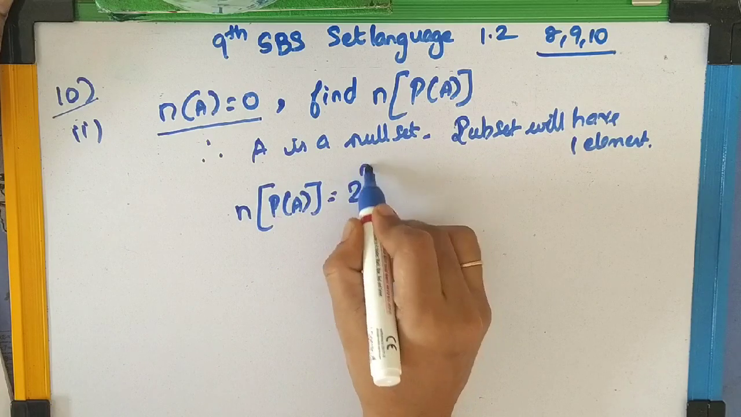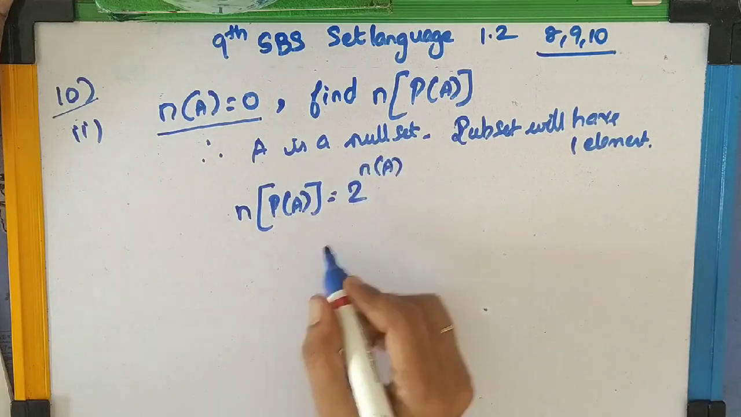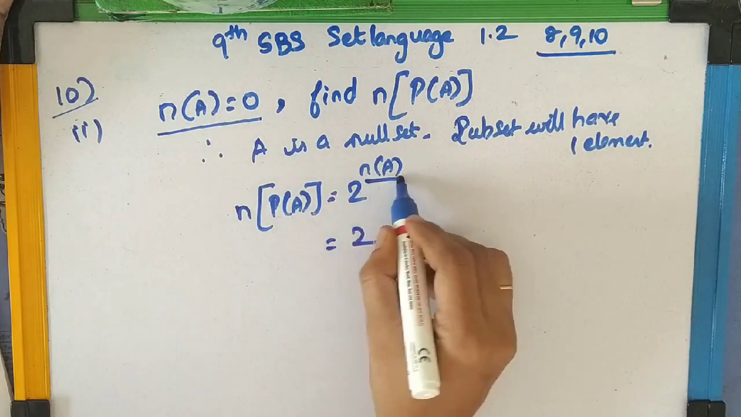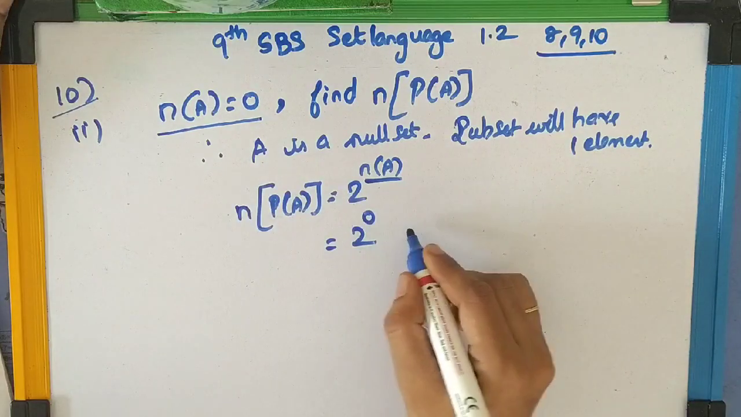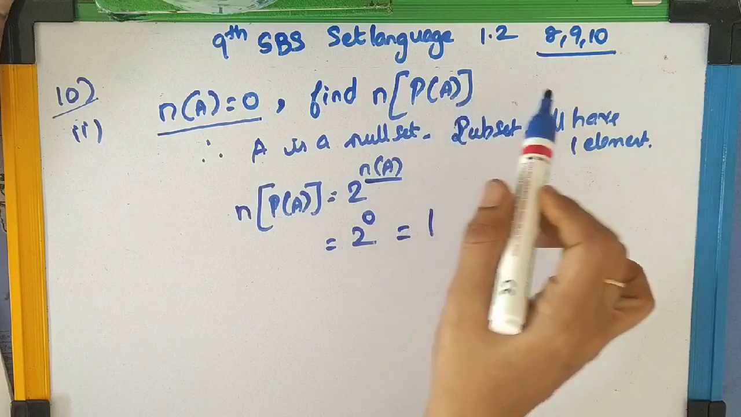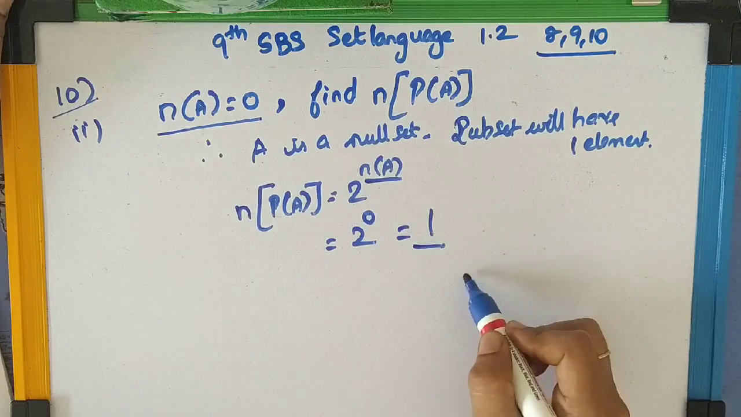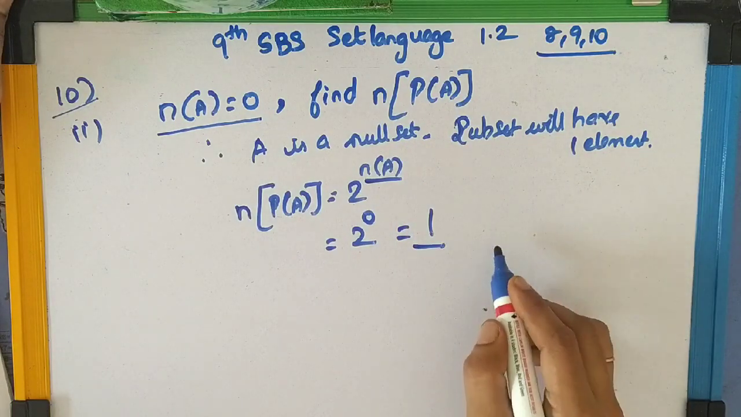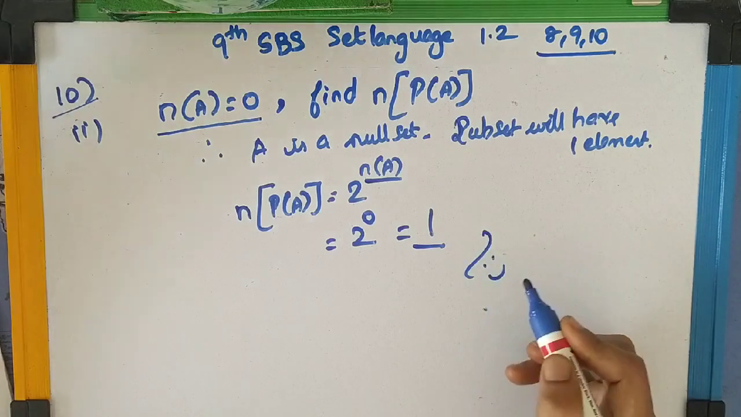Now, the number of subsets is equal to 2 power cardinal number. So 2 power, here the cardinal number is 0. So 2 power 0 is 1. I hope you are getting me right. Even though the set is empty, the null set has one subset.